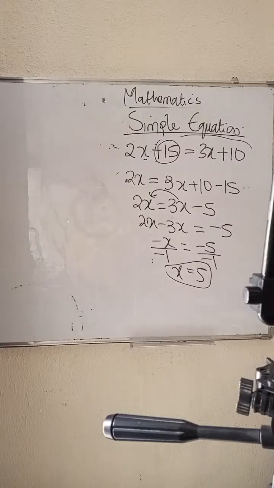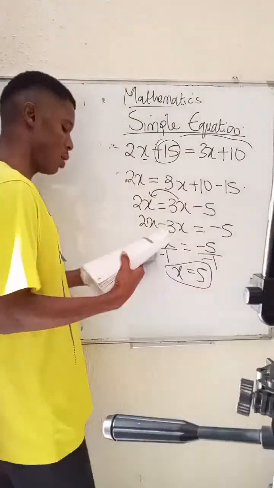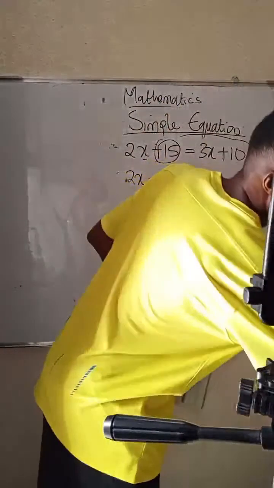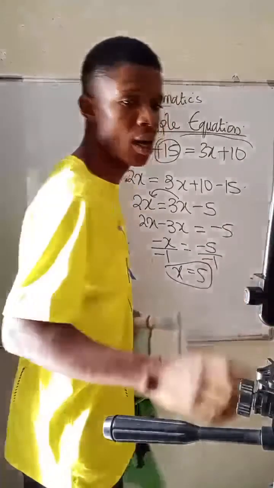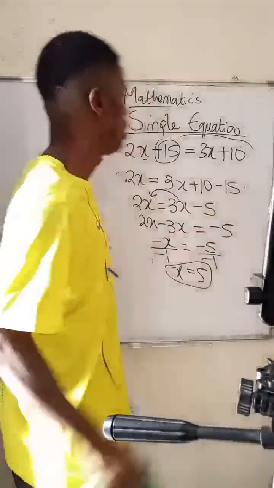Okay, that's the easy way to solve simple equations. It's very, very easy to do. So solving a simple equation is just finding the value of the unknown, and the unknown is usually x. So you can look at the method and see the procedures and how we did it. Are you done? Okay, that's good.